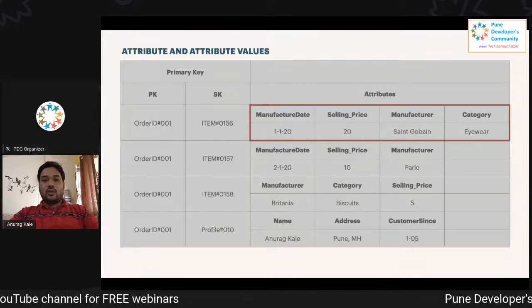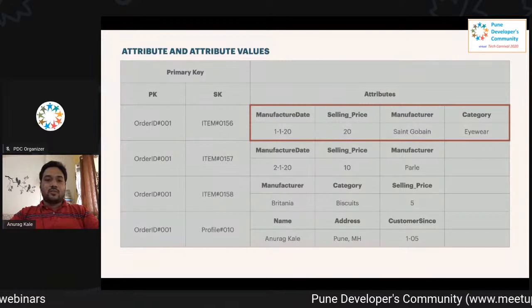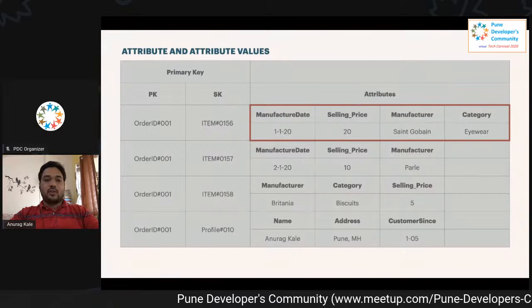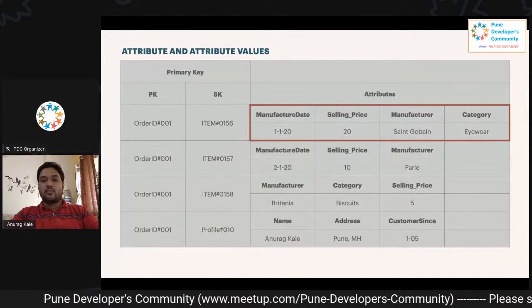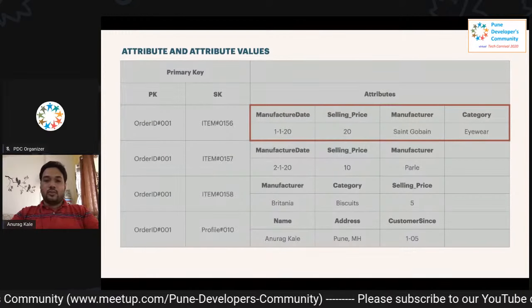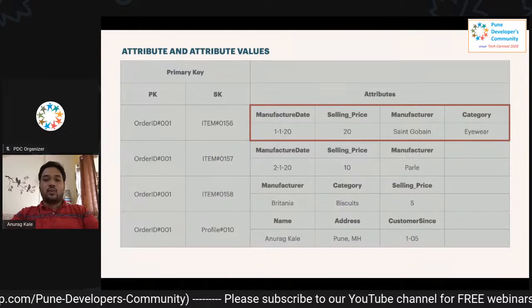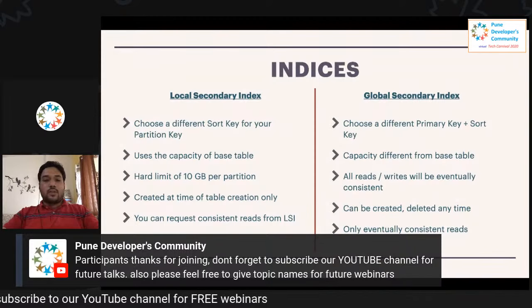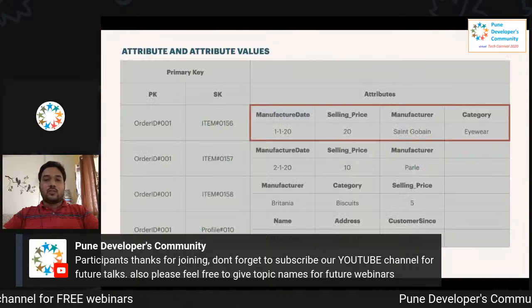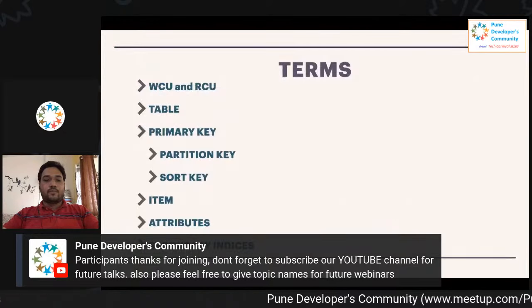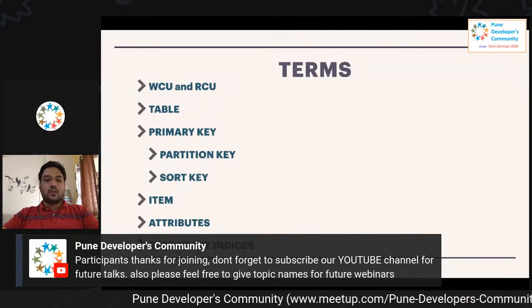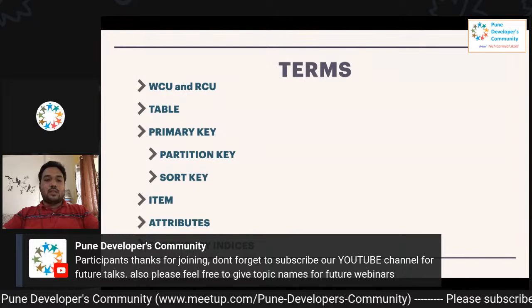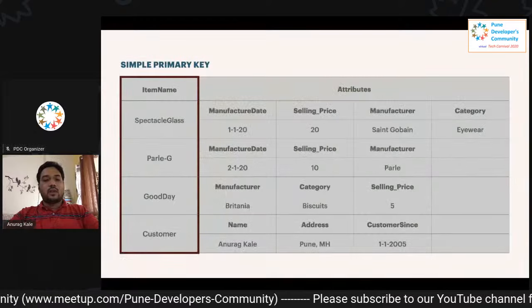Now we already talked about attributes and attribute values. For this particular item, order 001 and item 156, these are the 4 attributes and their corresponding values. This is how overall a table would look inside your NoSQL database. Let's go back to the menu that we saw. We talked about WCU, tables, primary keys, items, attributes. Now let's talk about secondary indexes.